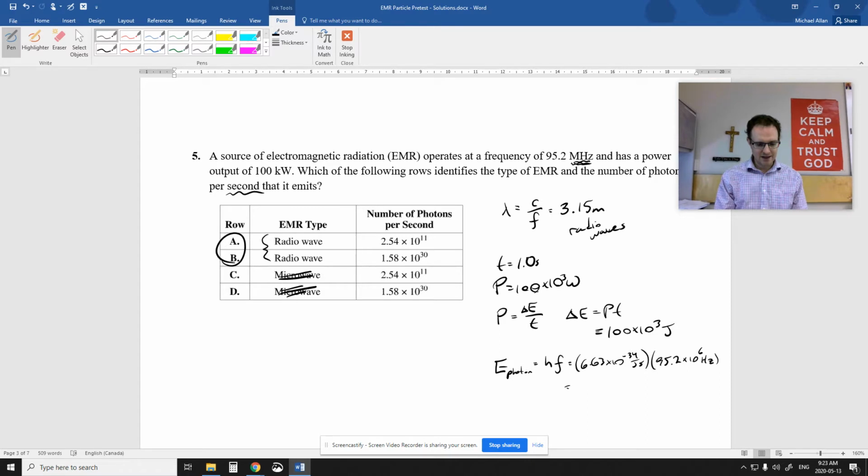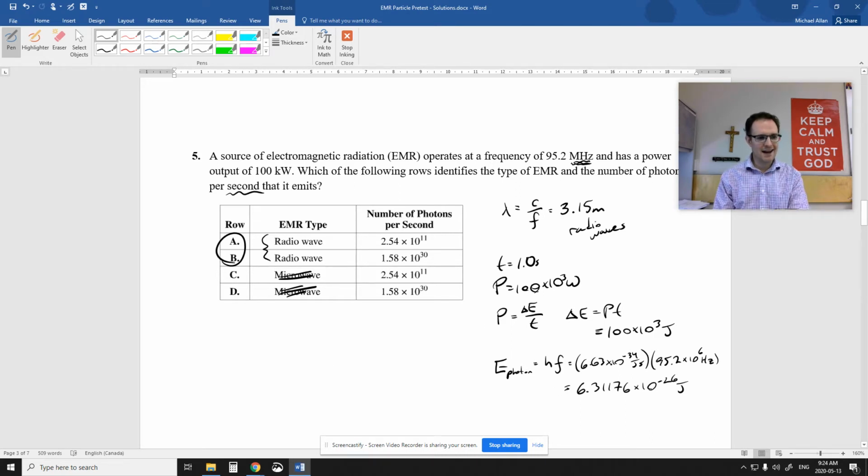I don't know how much time that actually saves. Maybe saves a bunch, but who knows? So the energy of this photon is quite low. So you got 6.31176 times 10 to the negative 26 joules. So the really, really small amount of energy.